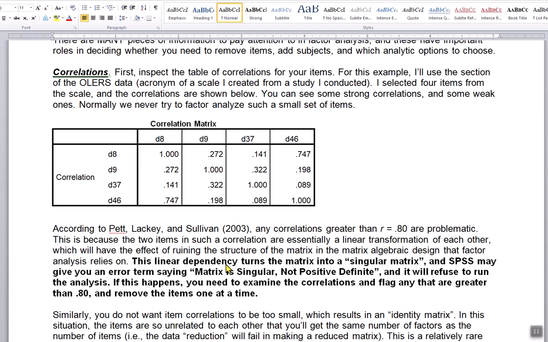But actually what happens is that SPSS gives you an error message when this happens. And so you get what's called a singular matrix. And the error message says matrix is singular, not positive definite.